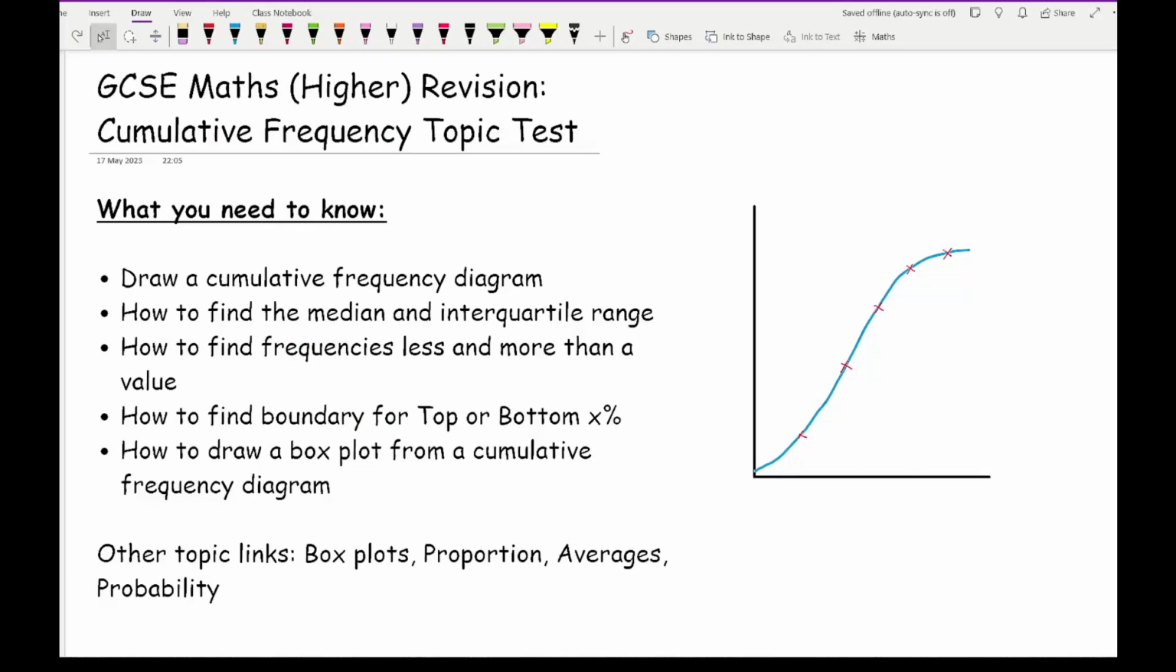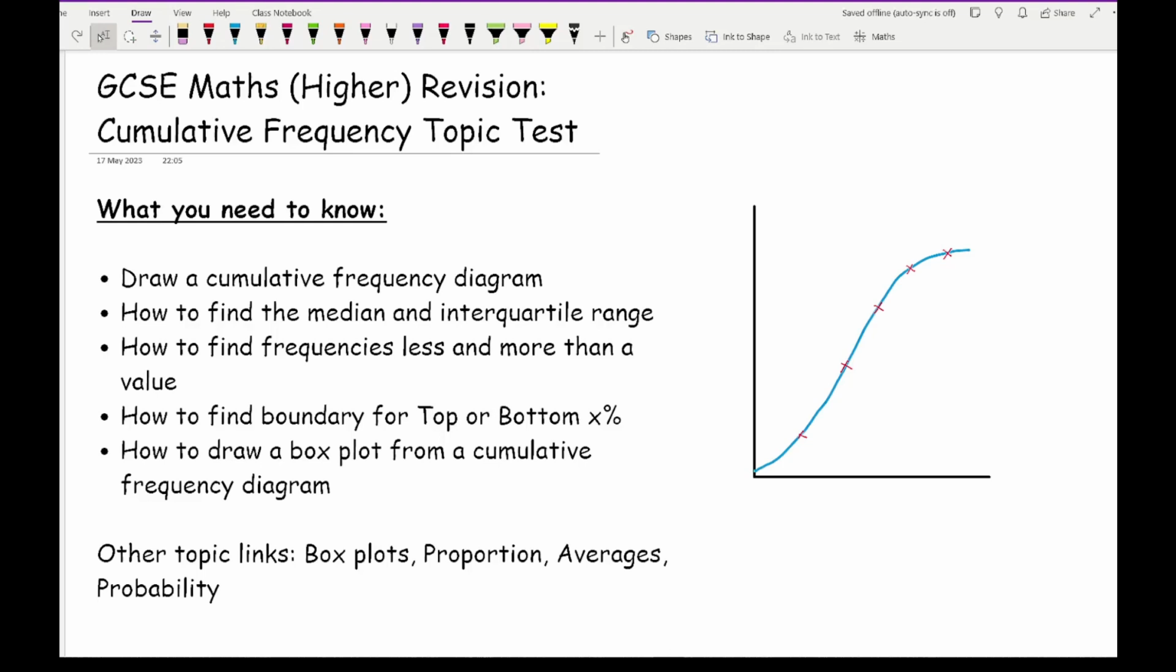Right then, before we get started working through some cumulative frequency past exam questions, let's just have a quick recap over what it is you actually need to know about cumulative frequency. Now, if any of this doesn't make any sense or you're not too sure about how to work these out, I'll include some links in the description below that go through how to find each of these things when related to a cumulative frequency diagram.